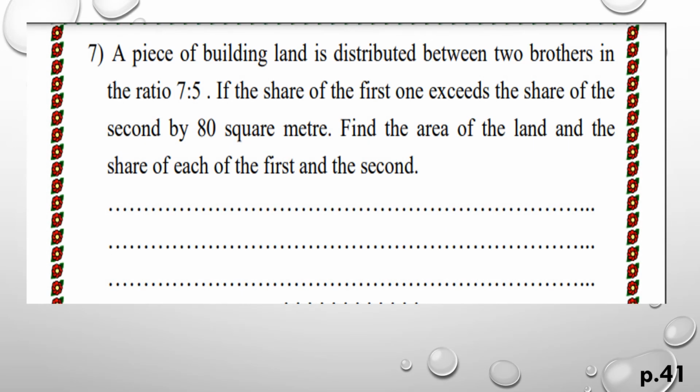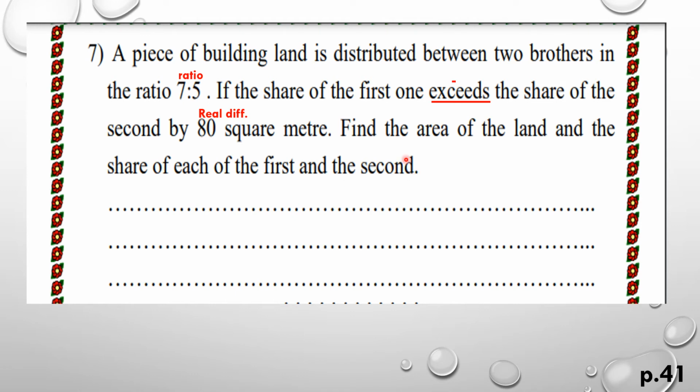Page 41, number 7. A piece of building land is distributed between two brothers in the ratio 7 to 5. Here we have ratio. If the share of the first one exceeds the share of the second by 80 square meter. Here we have a keyword which is exceeds, which means minus. What about this 80? This 80 is the real difference. Find the area of the land and the share of each of the first and the second.